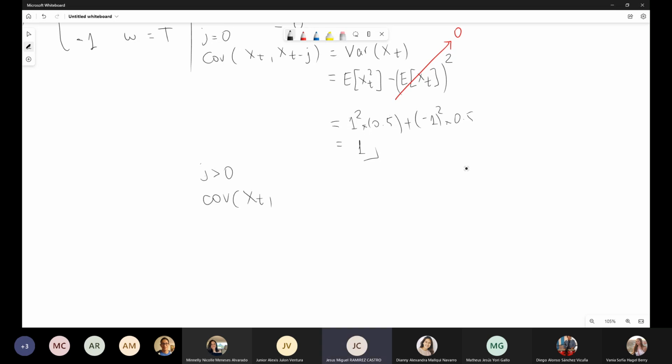Covariance of xt, xt minus j. This is the expected value of xt times xt minus j, minus the expected value of xt times the expected value of xt minus j. Vania, can you tell me what is the value of the second term? 0. Okay.